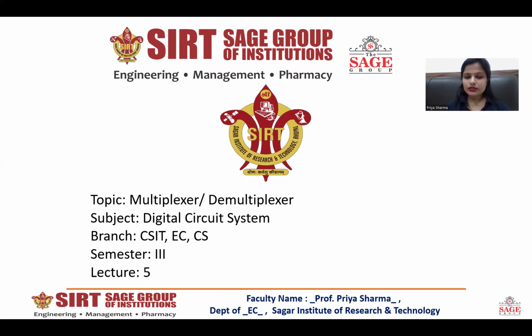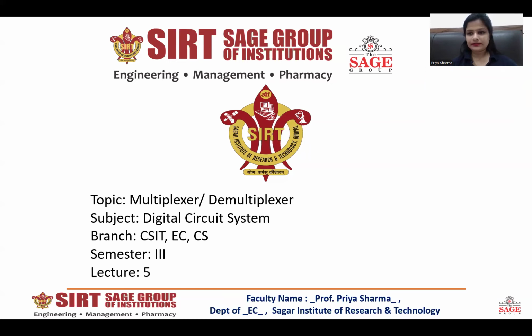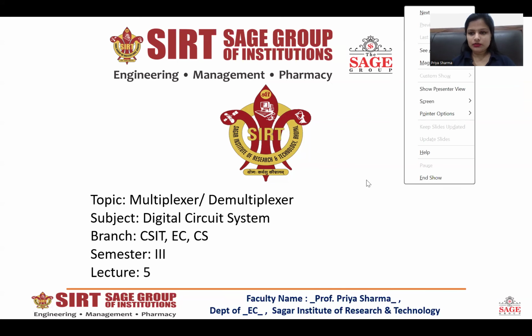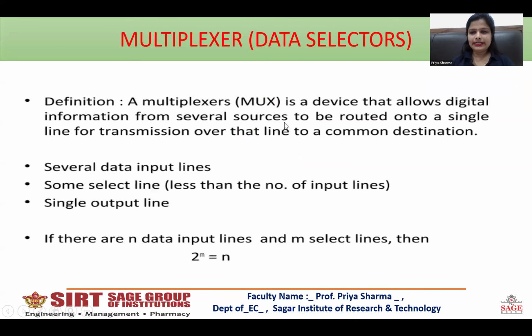So this is our fifth lecture of the lecture series we are continuing on the subject Digital Circuit Systems. The fifth lecture is on multiplexers and demultiplexers. So basically, first of all, what is a multiplexer? A multiplexer is also known as a data selector.